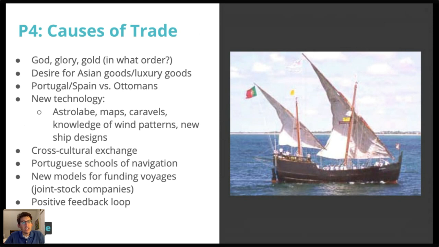Certainly new technologies play a role. The astrolabe makes its way to Europe, or the modified astrolabe that's been improved makes its way to Europe and continues to be improved upon. New map-making technologies. Cartography becomes very advanced in Europe, especially with the influence of Jewish cartographers and the use of astrolabes and compasses to have more accurate measurements.